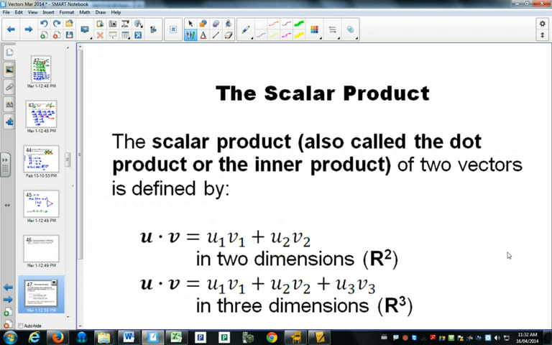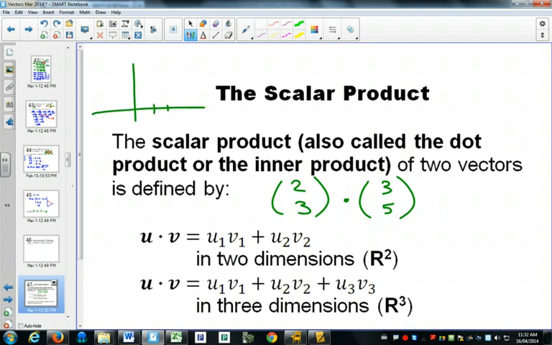So for example, if you had 2, 3 as a point, which you could write as a vector as 2, 3, and you had 3, 5 as a point, then we would say that the dot product of the vector 2, 3 and 3, 5 is just 6 plus 15, or 21.